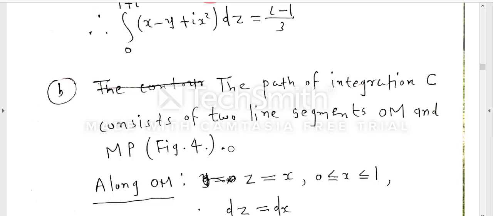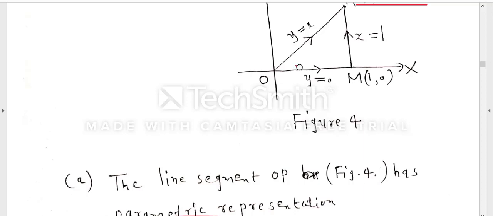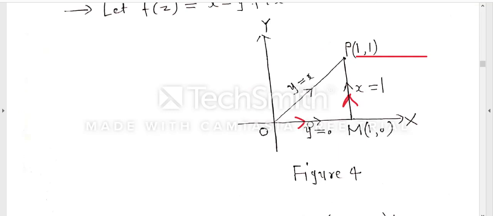Now in the second part, the path of integration consists of two line segments. Line segment from O to M and line segment from M to P, and both have different equations. Along OM, the value of y is 0, and along MP, the value of x is 1. So we have to find the integration along OM and the integration along MP, and then we have to add those two integrals.